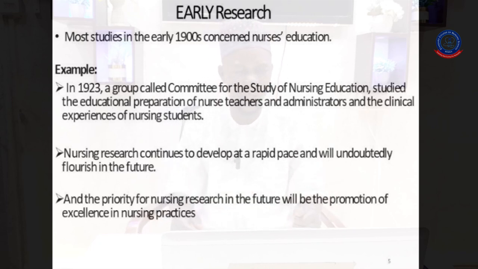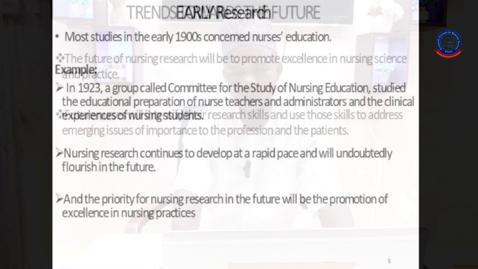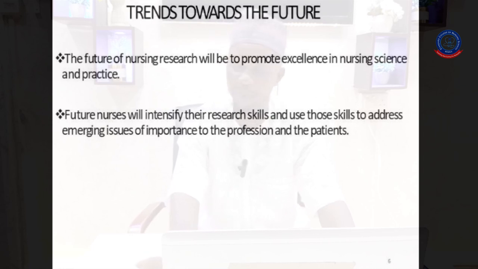and you get results. And the priority for nursing research in the future will be the promotion of excellence in nursing practice. And this will help us in achieving some of the said objectives. Then trends. What are the trends towards the future? The future of nursing research will be to promote excellence in nursing science and practice. How do you promote excellence? It's through new ideas, through research.